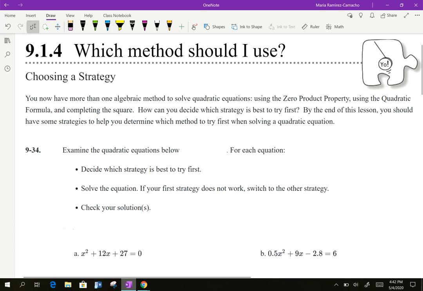The intro says, you now have, I can't read. Oh my gosh. You now have more than one algebraic method to solve quadratic equations: using a zero product property, using the quadratic formula, and completing the square. How can you decide which strategy is best to try first? By the end of this lesson, you should have some strategies to help you determine which method to try first when solving a quadratic equation.